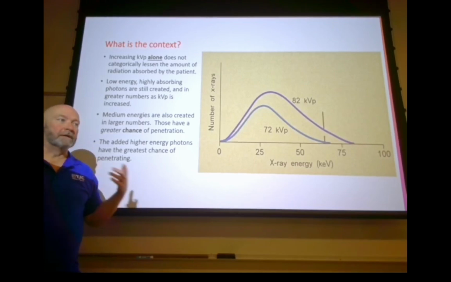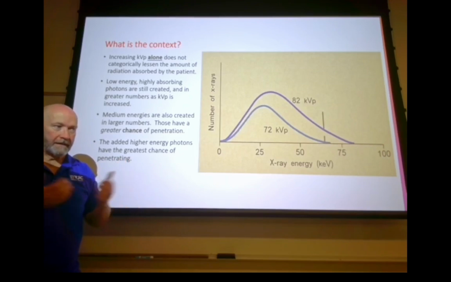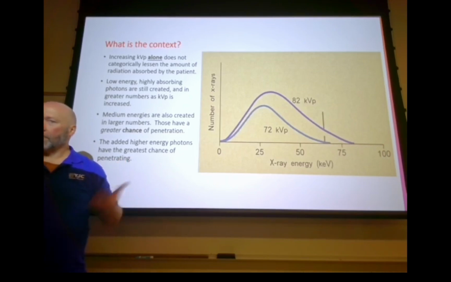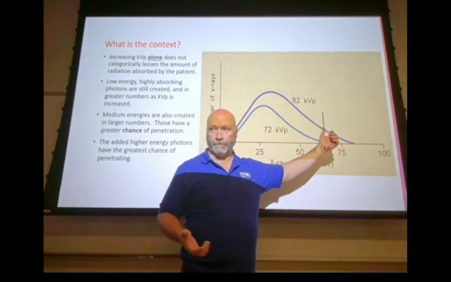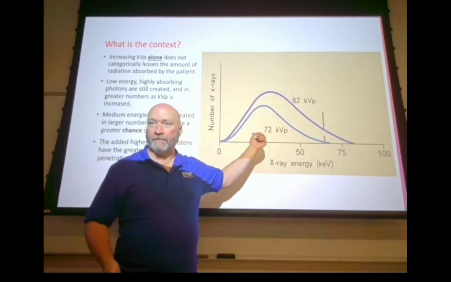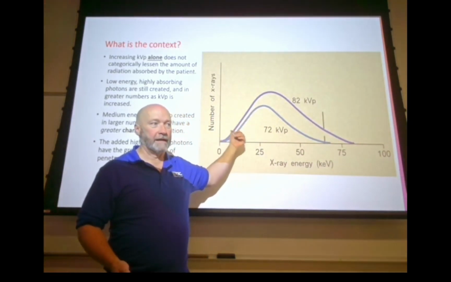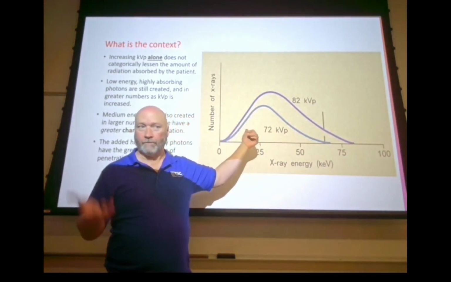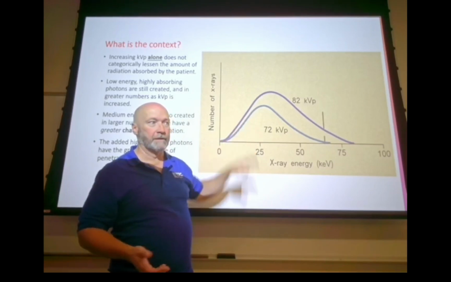So two things can be true all at the same time, right? As kVp increases, we get an increase in penetration and all interactions decrease, right? But as we increase kVp in a given X-ray beam, patient dose is going to go up because we're going to have all these low energy photons.